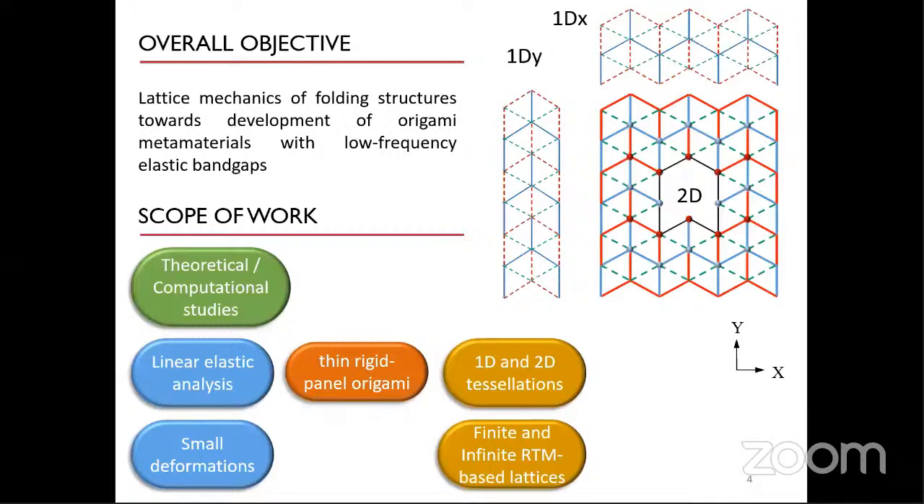Coming to overall objectives, origami metamaterials are artificially architected foldable lattice structures with exotic properties. If we can successfully establish the presence of low frequency elastic band gaps in origami lattices, our research will be the first in the world to show the potential use of origami metamaterials for wave propagation based applications such as waveguides and vibration isolation. These are relevant in various fields of engineering like civil, mechanical, aerospace, etc.